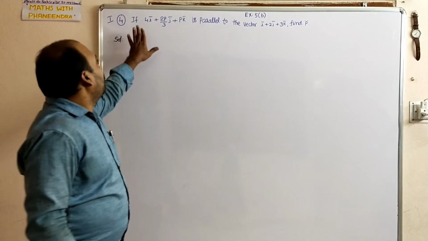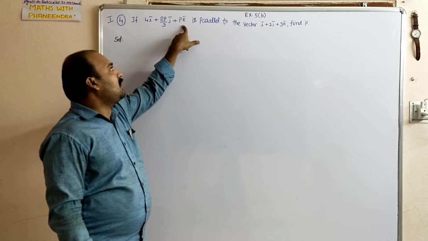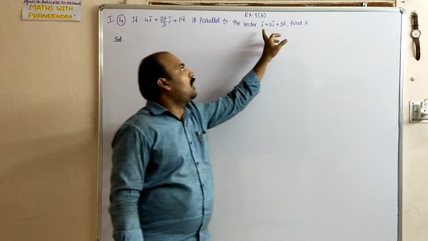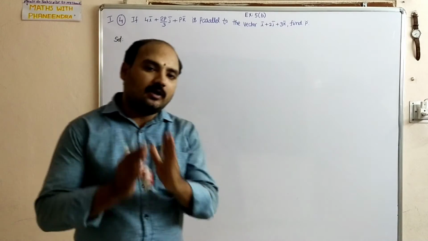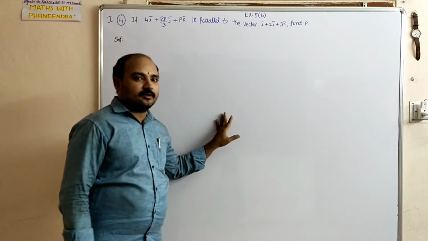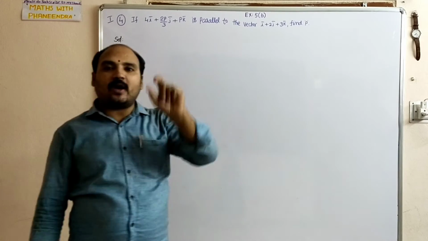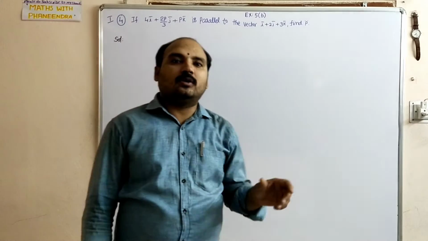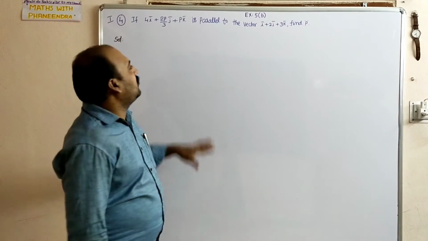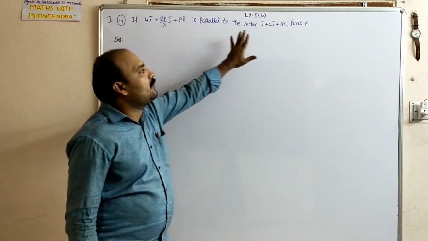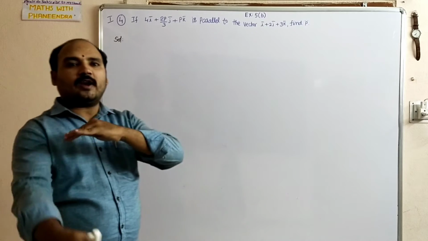The next question, if 4i plus 2p by 3 into j plus pk is parallel to the vector I bar plus 2j bar plus 3k bar, find p. Here we are in the product of vectors now. In the product of vectors, when the two vectors are parallel, the magnitude of a bar cross b bar equal to 0. But if you do that a bar cross b bar for these vectors, it will be very lengthy. So we will go for addition of vectors.